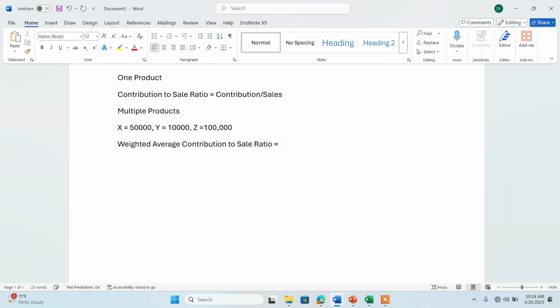The formula is this: if you want to find the weighted average contribution to sale ratio, first we need the weighted average contribution. In a single product, you need the contribution per unit and sales per unit. But in this case, you need the weighted average contribution, and similarly, the weighted average sales. If you divide the weighted average contribution by the weighted average sales, you get the weighted average contribution to sale ratio. So let's calculate the first one, the weighted average contribution.